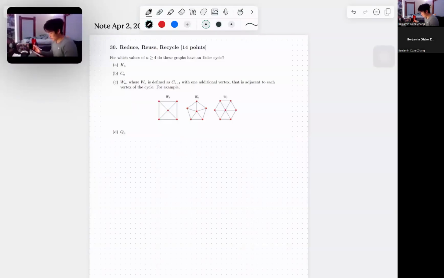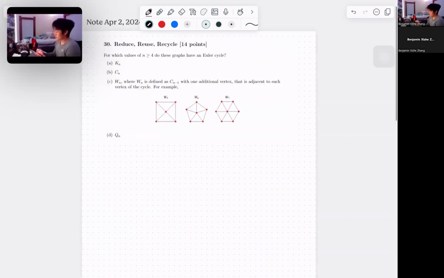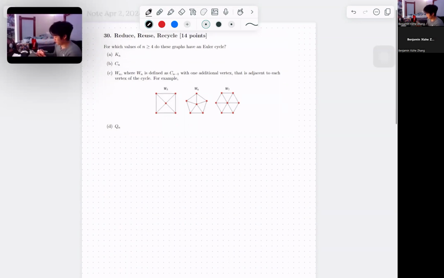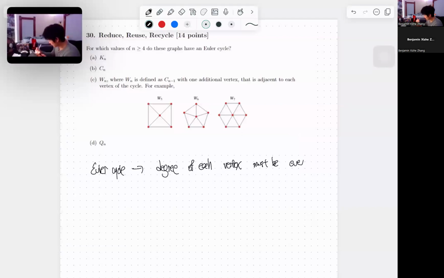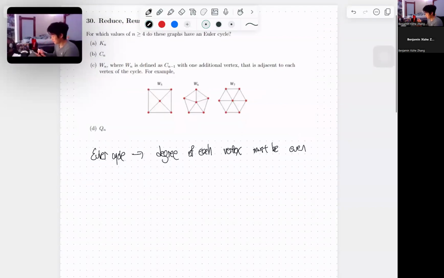Hi everybody, this is a walkthrough for an exercise on Euler cycles, and we're looking at these graphs and we want to know for which values of n greater than or equal to 4 do these graphs have an Euler cycle. Cool, so one thing we'll keep in mind throughout this exercise is that for an Euler cycle to exist, the degree of each vertex must be even. So this will be something helpful for us as we go through these questions.